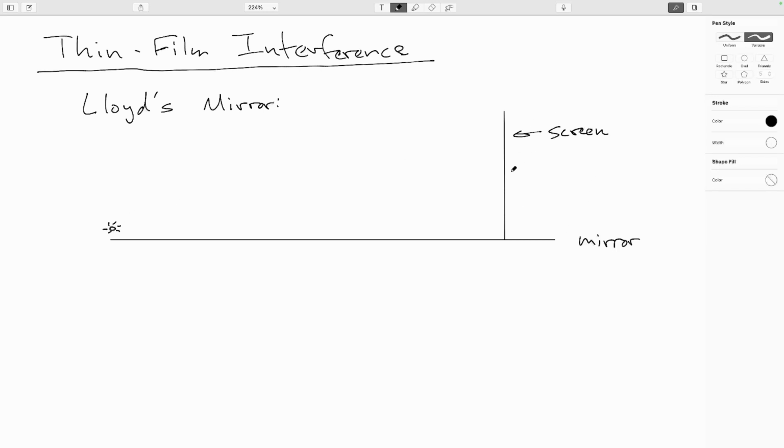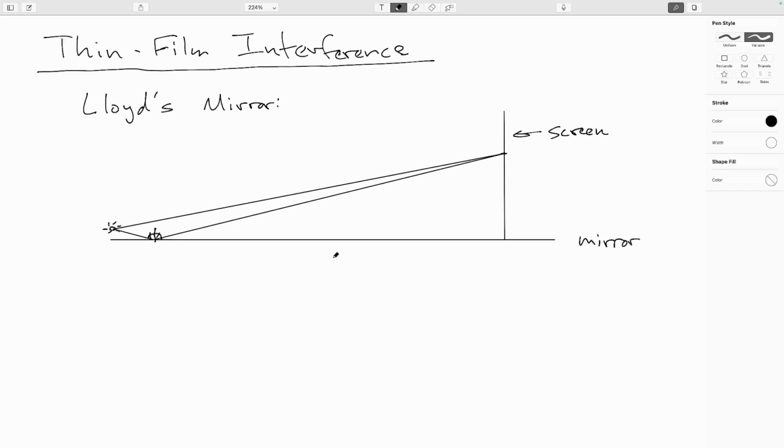Now, if I look at some point on the screen, let's just say right here, there are actually two paths that light can take to get there. One is the straight line path. The other one is the path that you get when the light bounces off the mirror, like so. Now, when we do ray optics, what we will see is that this angle here and this angle here are the same. So light just bounces off of the mirror just like a billiard ball would off of a cushion in the table.